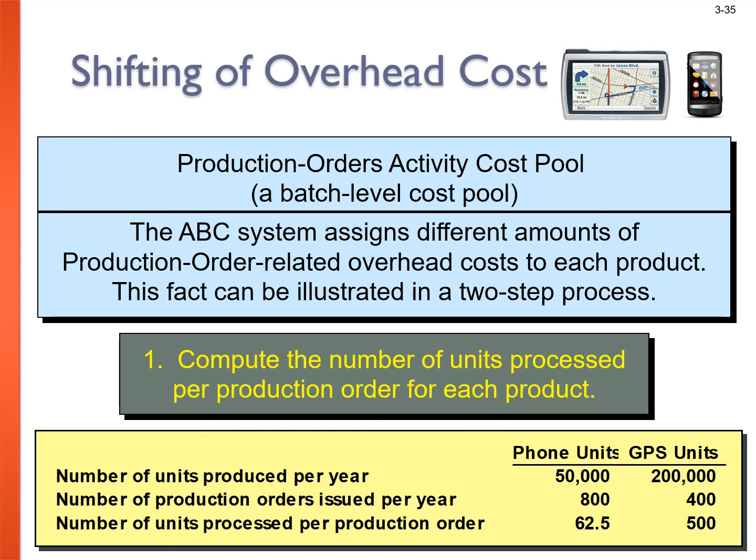So how many units are processed per production order? That's what I was getting to. 50,000 is the total number of phones. There's 800 production orders, so that means 62.5 are processed per production order. The GPS units, there's 200,000 units, 400 production orders related to that, so there's 500 units per production order. So this is just another way of allocating overhead, drilling down even more and allocating it even better.